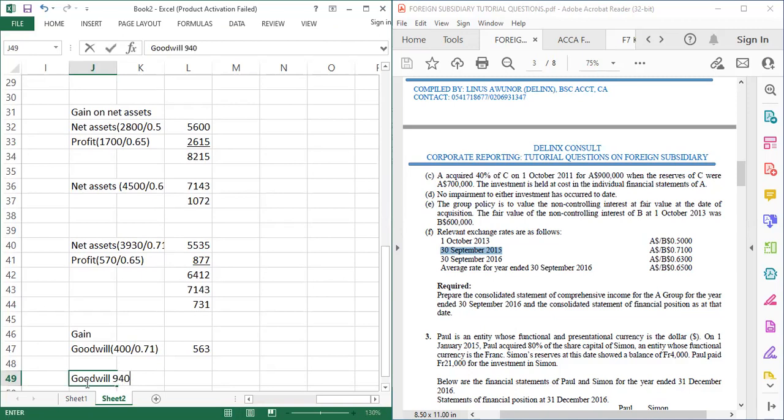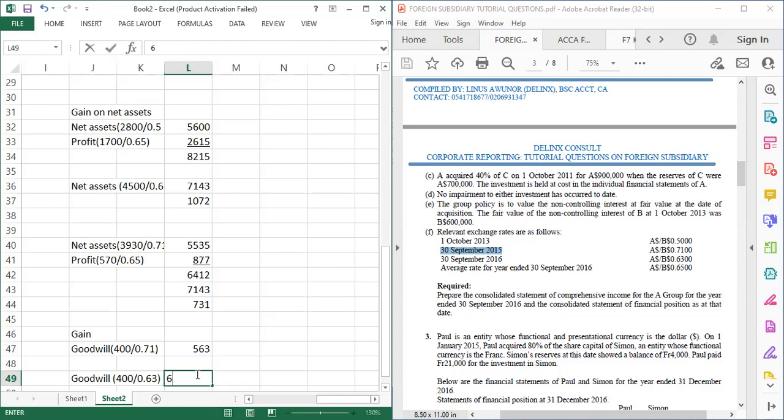What will be the goodwill figure at reporting of this year? It will be 400. There is no impairment of goodwill. If there should be impairment, we should translate the impairment at average rate and subtract it from this before we translate the goodwill at a closing rate. So this will give us 400 divided by the closing rate, 0.63. How much are we having? 635.